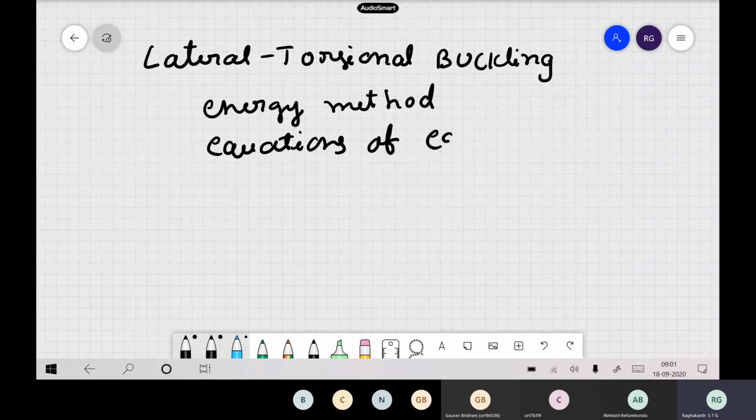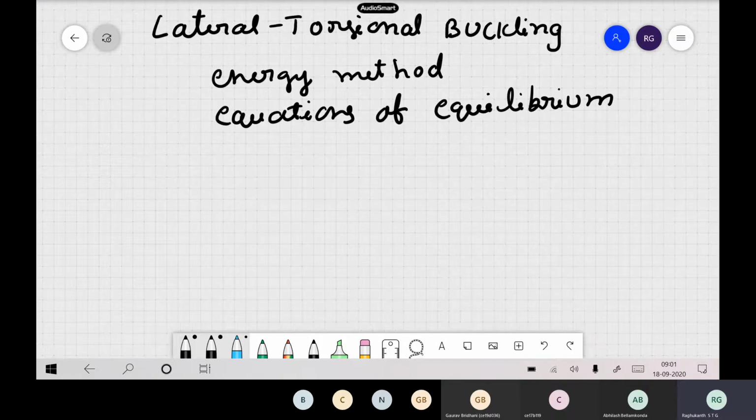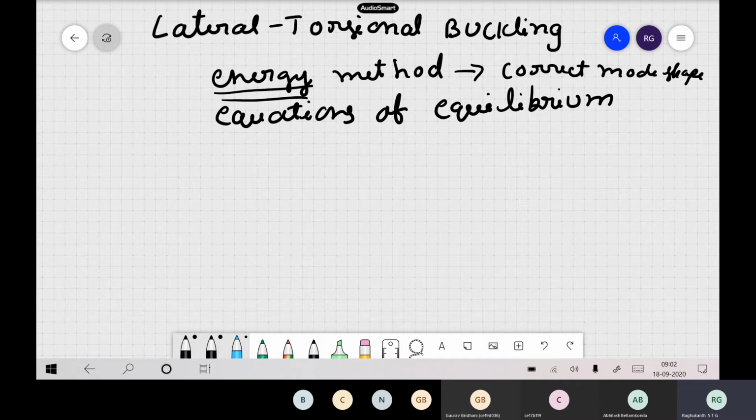But if you want to solve by equations of equilibrium, in many cases you may not be able to get the closed form solution. So you have to use infinite series expansions or something, and you will come up with approximate numbers itself. In the energy methods, it is a little bit easier. The only thing is you have to assume the correct mode shape.